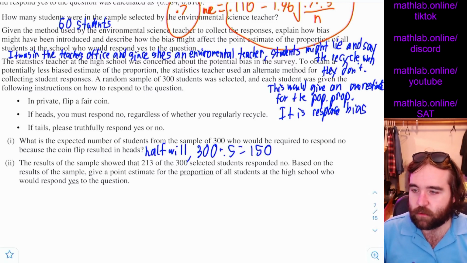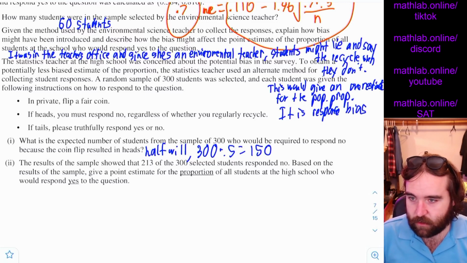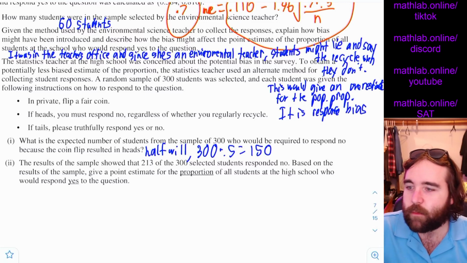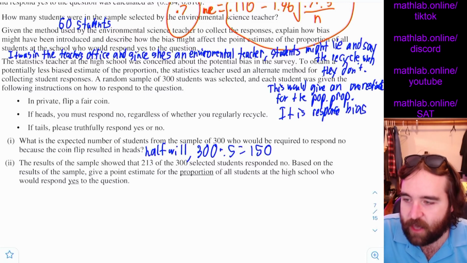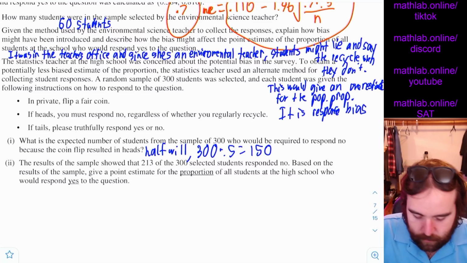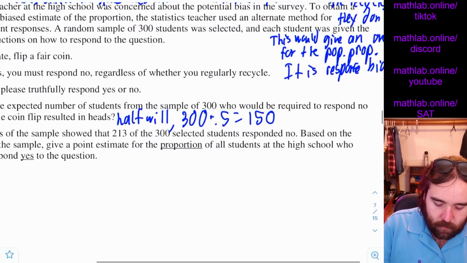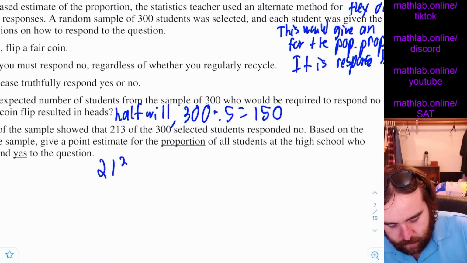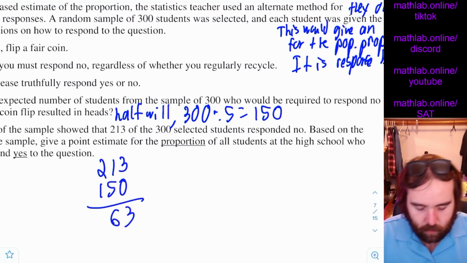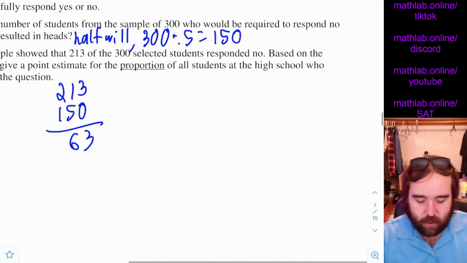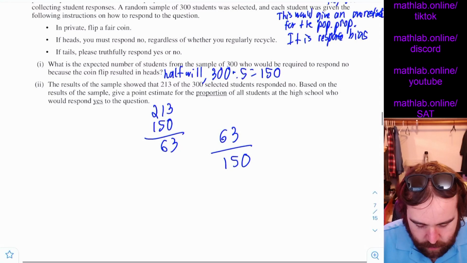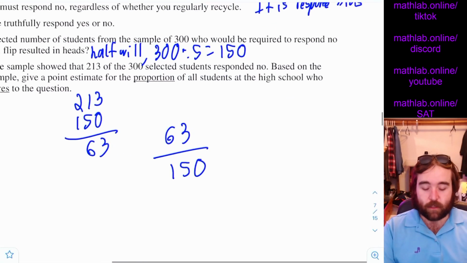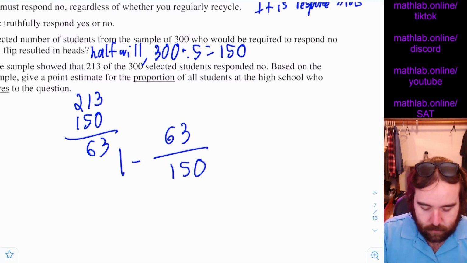So the results of the sample showed 213 out of 300 students responded no. Based on the results of the sample, give a point estimate for the proportion of all students at the high school who would respond yes to the question. Okay, so here's the idea. 213 responded no. But we're going to assume that 150 of those would have done it no matter what. So what we've really found here is that 63 out of 150 said no. We want who would respond yes, so that means we want 1 minus that.